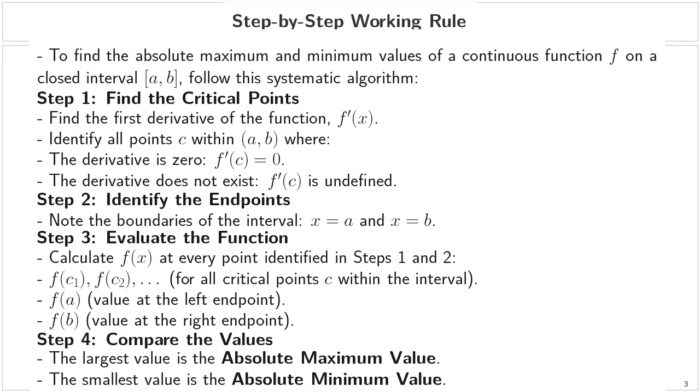Finally, step 4 is to compare the values. We look at the list of results from step 3. The largest value among them is the absolute maximum value, and the smallest value is the absolute minimum value. By following these 4 steps, you can consistently find the global extrema of any continuous function on a closed interval. Now, let us apply this working rule to a mathematical example to see exactly how it works in practice.